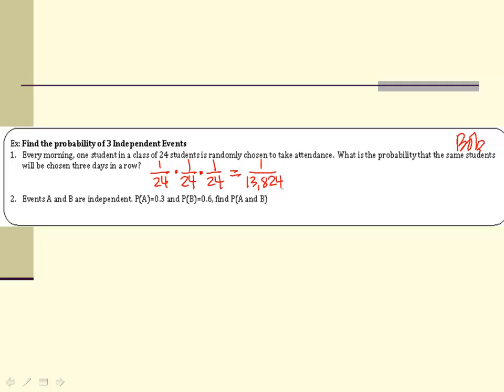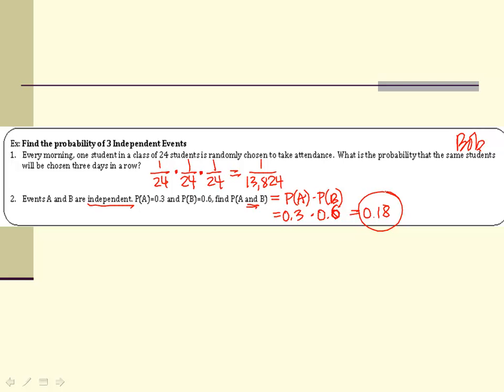And so that is the probability that Bob gets selected, or any random one student gets selected 3 days in a row. Number 2 is a generally worded question, and they're asking you if events A and B are independent. Independent should trigger the idea that you're going to multiply because we see and. They're giving you the probability in decimal form, so write your answer in decimal form. If I do the probability of A and B, I multiply the probability of A times the probability of B. So I take 0.3 and multiply it by 0.6, and what I get is 0.18. There's the probability both B and A will occur at the same time.